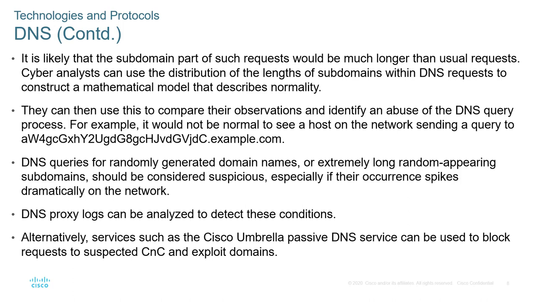You can also use things like Cisco Umbrella, which is a passive DNS server that is used to block requests to suspected CNC and expected exploit-based domains. Essentially, domains that are odd or could be flagged as suspicious, the Cisco Umbrella passive DNS service will actually stop sending DNS queries from inside the network to outside possibly compromised DNS type servers. So the Cisco Umbrella passive DNS service is actually more about how we can prevent the DNS queries from leaving the network. All right, so after DNS, normally we talk about DHCP, but that's a little bit later.